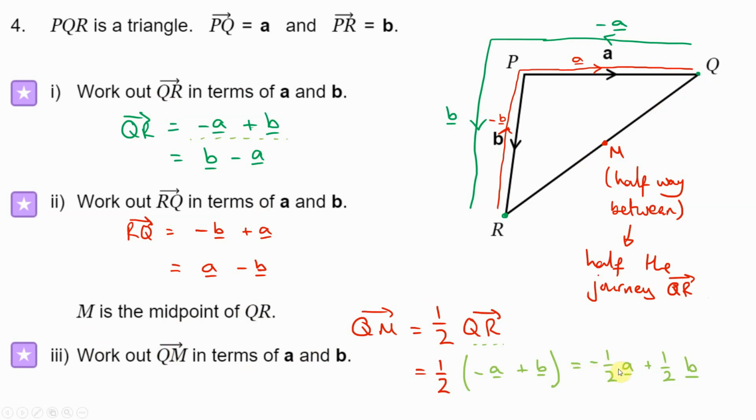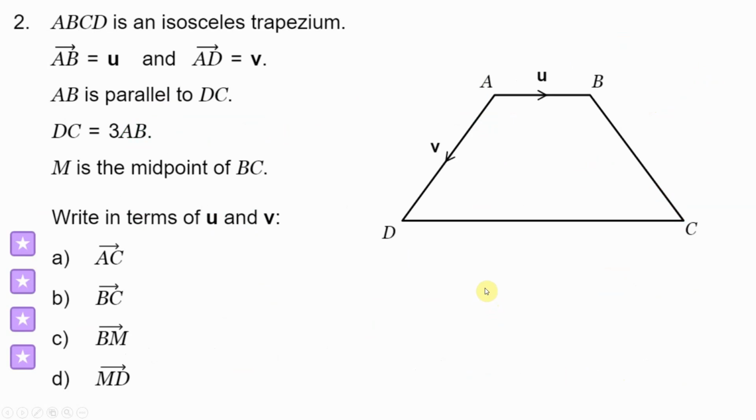Also, you could have written that as a half b subtract a half a. Okay, I want you to have a go at this question, but I'm just going to point out a few pointers. So, AB is parallel to DC. That just means AB and DC aren't going to meet. DC is 3 lots of AB. So that means it's 3 AB is U. So 3U. So DC, that whole journey on the bottom, is 3U.